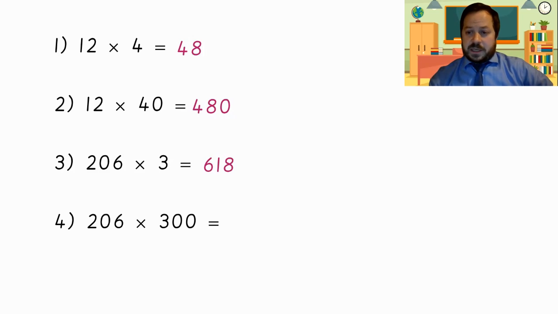Now, 6 times 3 is 18. There's nothing in the tens column. And 2 times 3 is 6. And that's what's in the hundreds column. Then we can use our knowledge of that to do 206 times 300, as 300 is 100 times more than 3. So we just need to times the answer we got by 100. And therefore, the answer comes out at being 61,800.